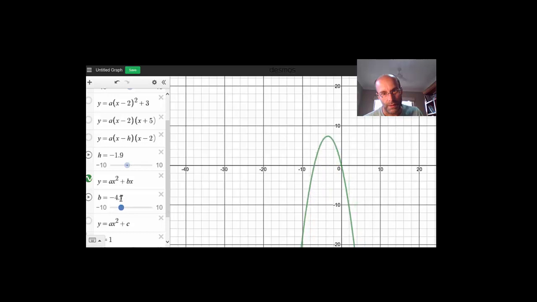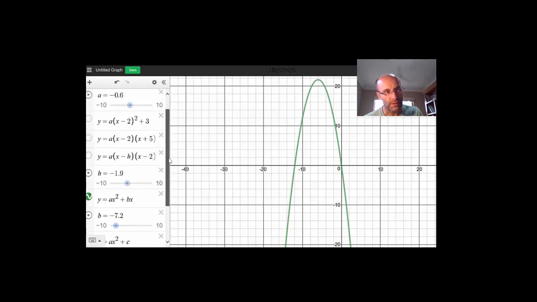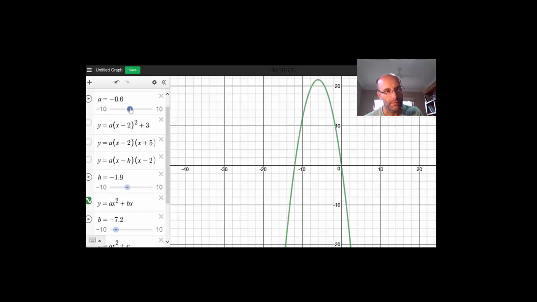So we can adjust a and b. So it's got 2 x-intercepts, 1 will be the origin, except when b equals 0. So that's provided b doesn't equal 0. So you see you've got 2 x-intercepts, always 2, apart from that one case when b equals 0. And we can adjust a as well.